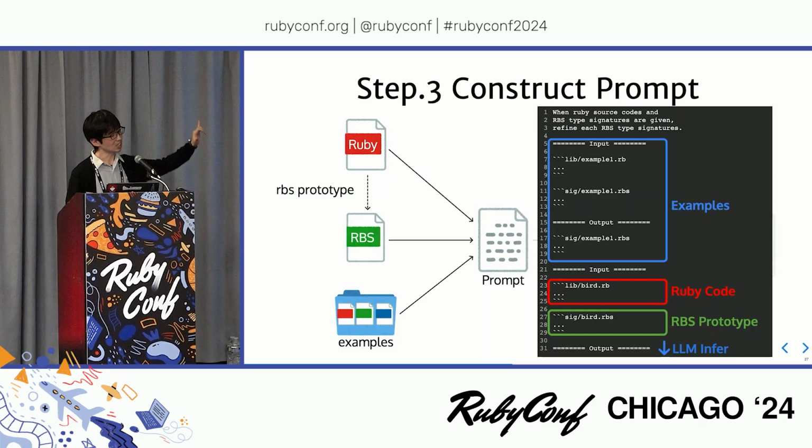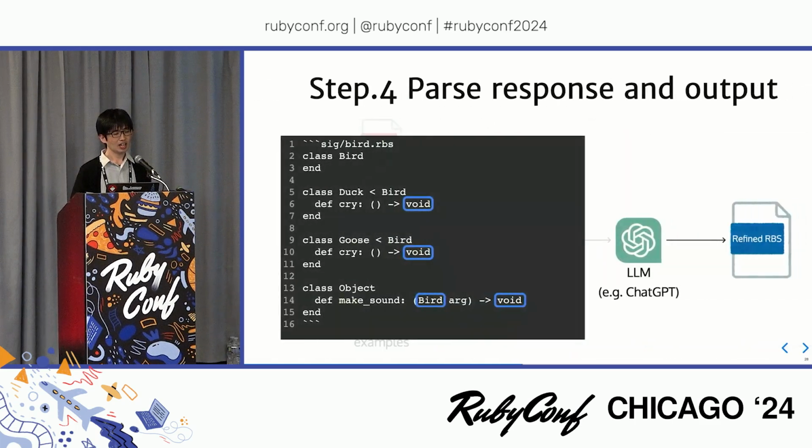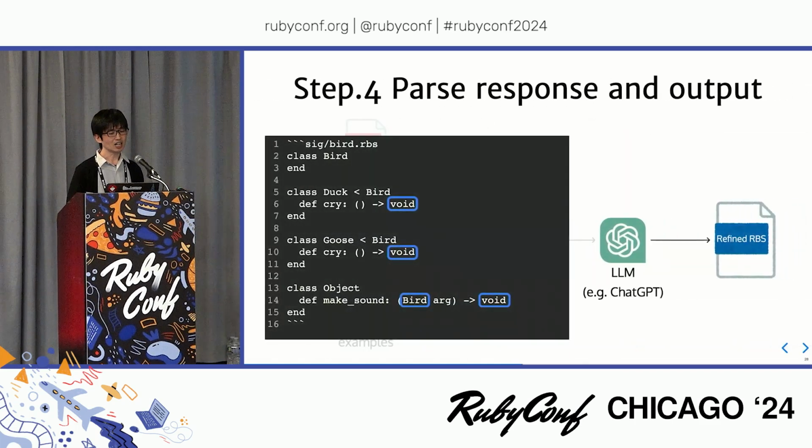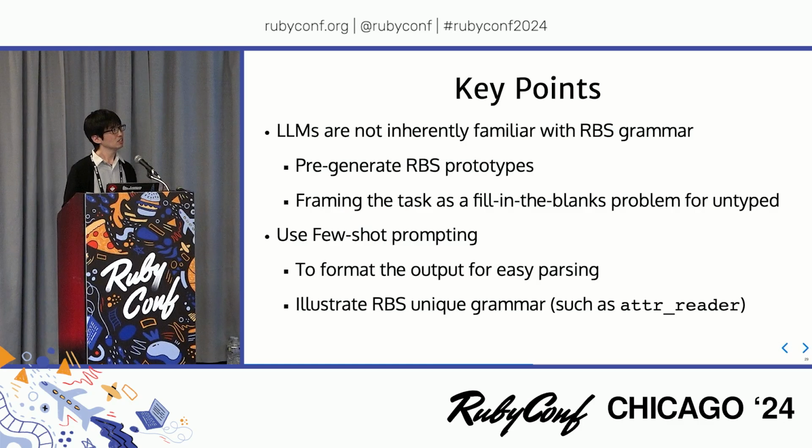The LLM follows the given examples and replaces the untyped in the target RBS template with a concrete type. As a result, the output of the LLM looks like this. The RBS type definition is output in Markdown, and RBS Goose parses it and outputs it into a file. This is how RBS Goose infers types. There are a few key points of the prompt construction.